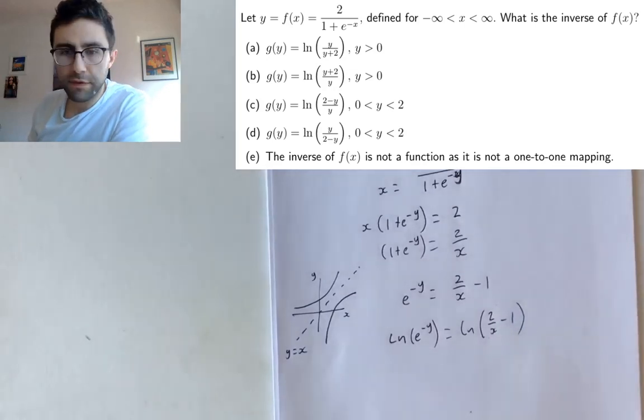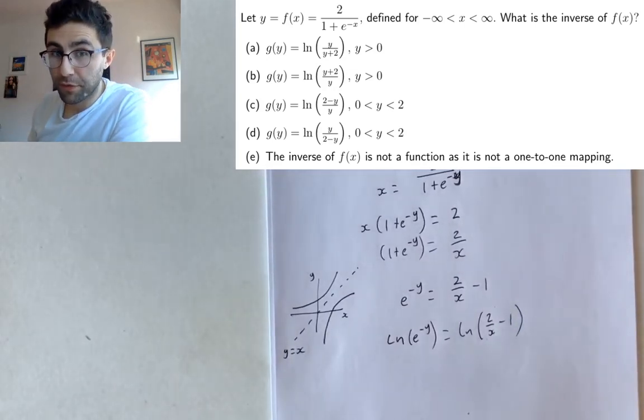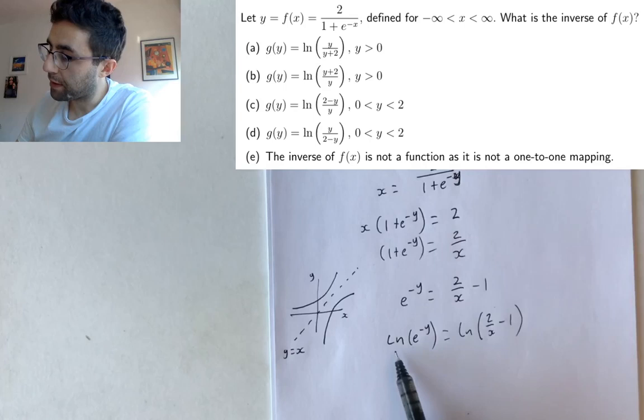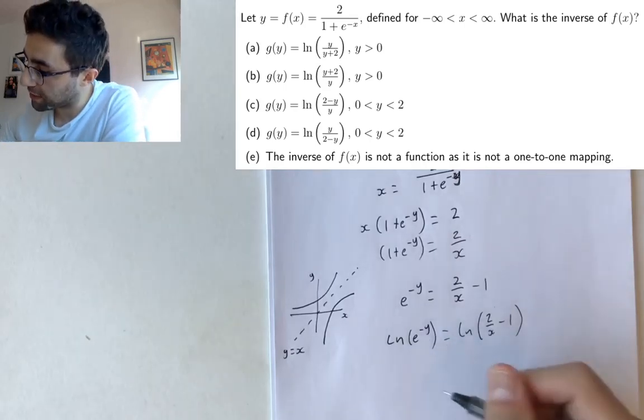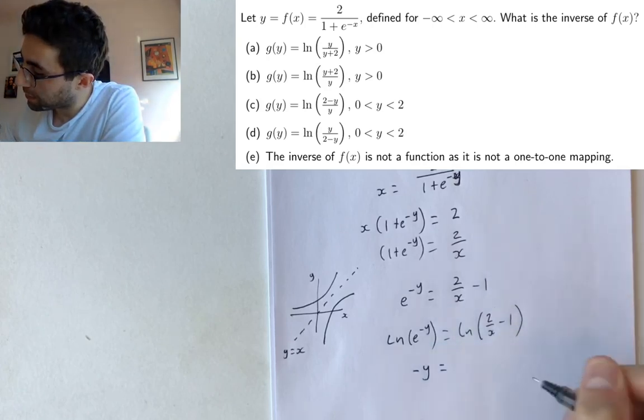Right, so it's doing the same operation to both sides. It's not taking sine of both sides, it's not squaring both sides, it's taking the natural log of both sides. If you take the natural log of the left-hand side, the ln and the e cancel because they're inverses, like I was saying. You get minus y.